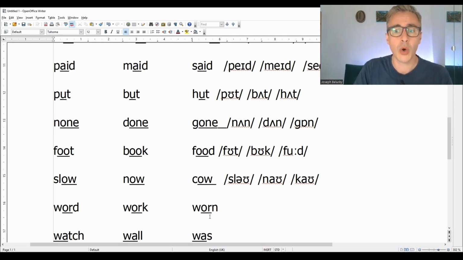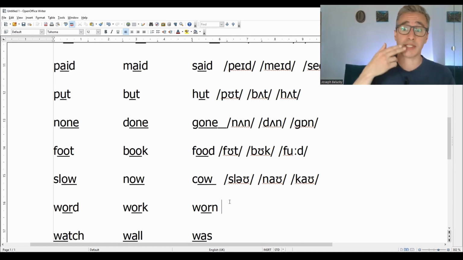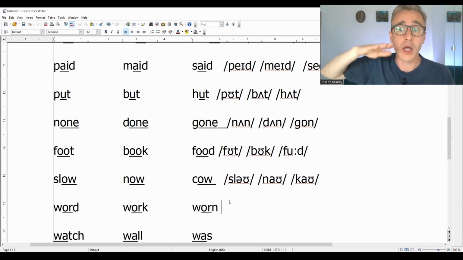Here, worn. So this is that OR sound that we talked about. Sometimes people think it's the sound here. So we make that sound by really rounding the lips, pushing them right out and tongue back. Or, worn. So this one is the odd one out.